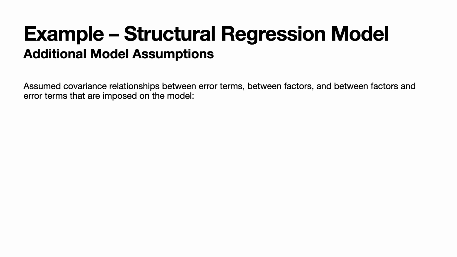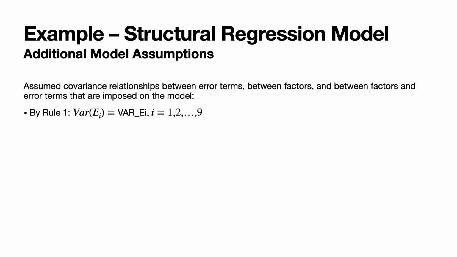We use these rules to help identify which quantities in the model are parameters, those that need to be estimated, those that will not be estimated for identifiability purposes, and those that will be set to particular values, for example 0, for model simplicity. So with these things in mind, let's look at the assumed covariance relationships between error terms, between factors, and between factors and error terms that are going to be imposed on the model.